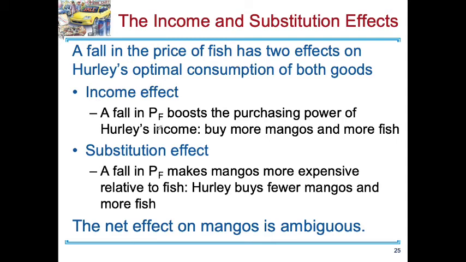A fall in the price of fish means that overall Hurley's purchasing power has gone up. She can now buy more mangoes and more fish. I hope that makes sense. Since fish सस्ती हो गई है, in overall terms, she's able to buy more of both fish and mangoes. The second effect is called the substitution effect. Now, the substitution effect is not looking into the purchasing power. All it's saying is that if the price of fish falls, this means that mangoes are more expensive now relative to the fish. And since mangoes are more expensive, Hurley buys fewer mangoes and more fish.